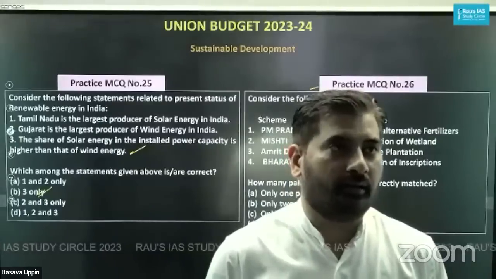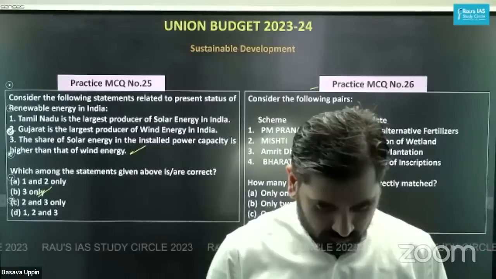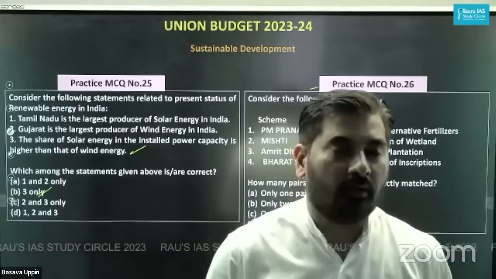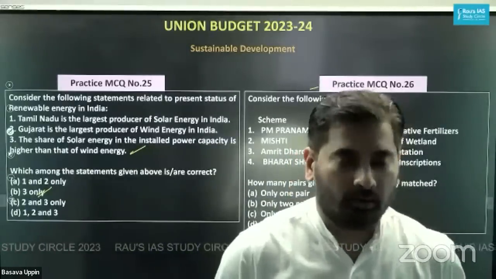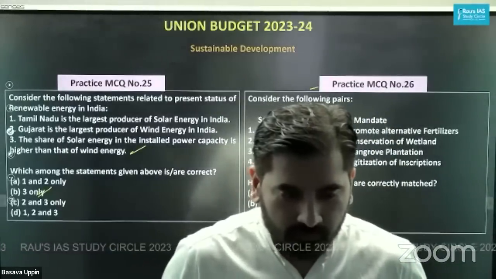Next. So, like I was saying, if any startup is lending money to the farmers, that will be part of non-agricultural, non-institutional credit, right?